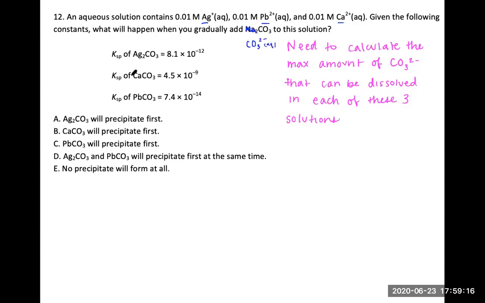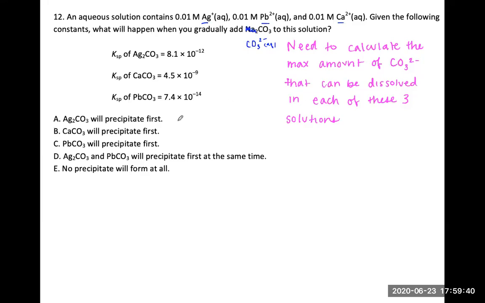And we can see that too because here in our equilibrium expressions given for these molecules, there's carbonate in them. But so the idea is we're dropping in carbonate little by little by little. And whichever of these three salts is least soluble will crash out of solution first.